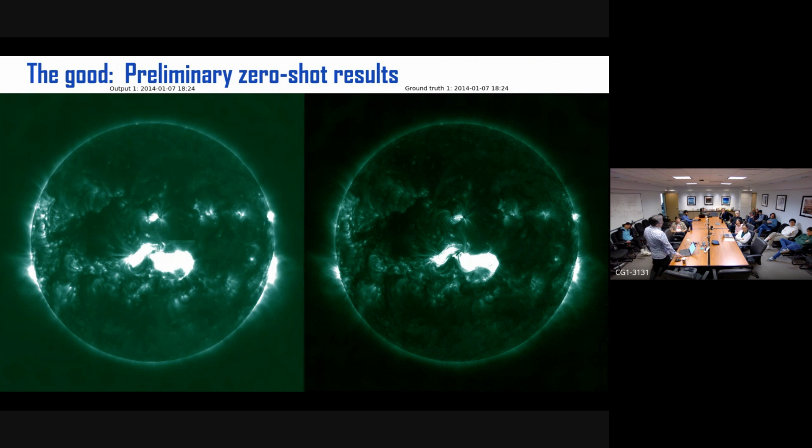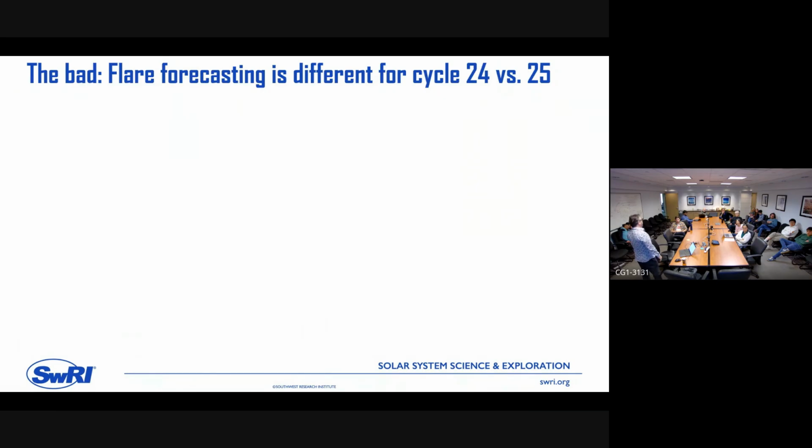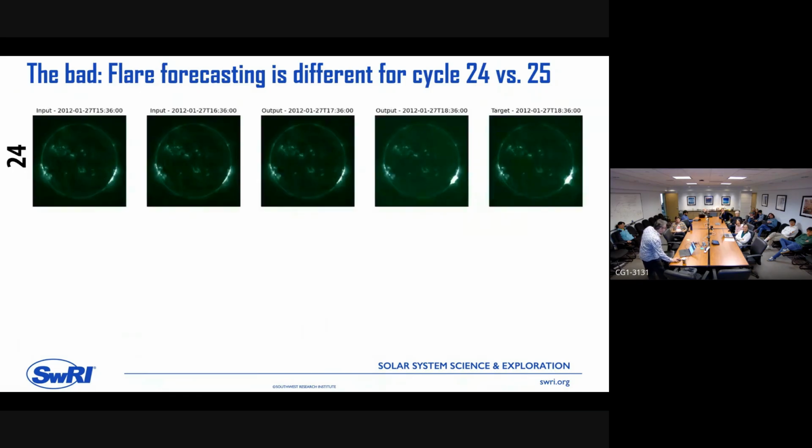The thing that is kind of heartbreaking is that it didn't work for 25. So here is another sequence. Here is the first input, second input, first output, second output. You can see here the flare is on the limb, and this is the ground truth.